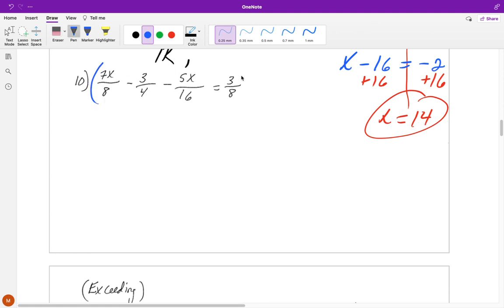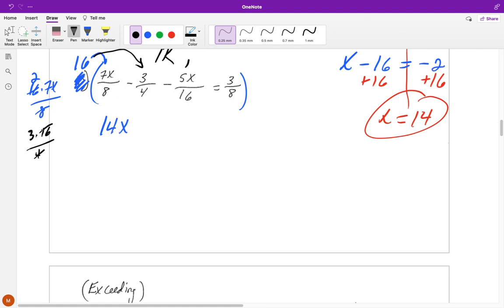So what I do then is multiply. I'm going to cross out this 10. I multiply everything by 16. So when I multiply this first one by 16, it's 16 times 7x over 8. And since 8 goes into 16 twice, I multiply that 7x by 2, so I get 14x. Then I distribute the 16 into this next one. So it's 3 times 16 over 4. 4 goes into 16 4 times, so it's left with 3 times 4, or minus 12.